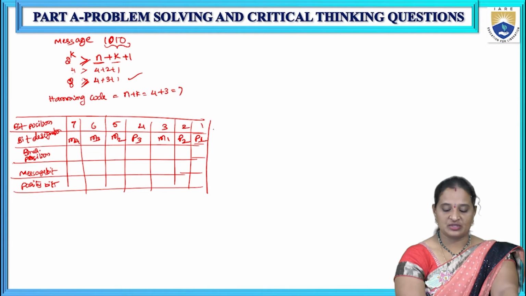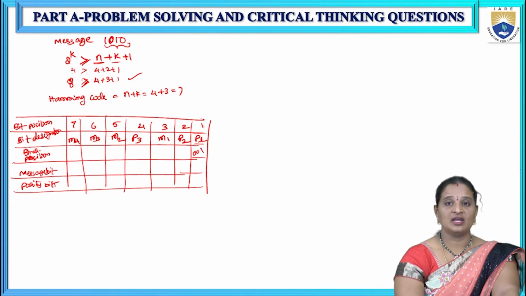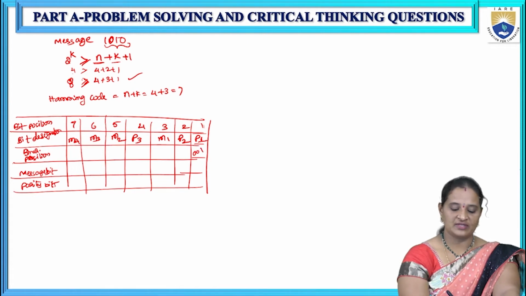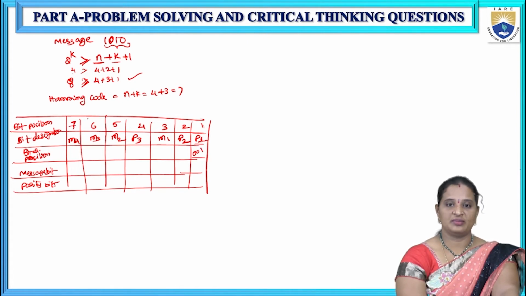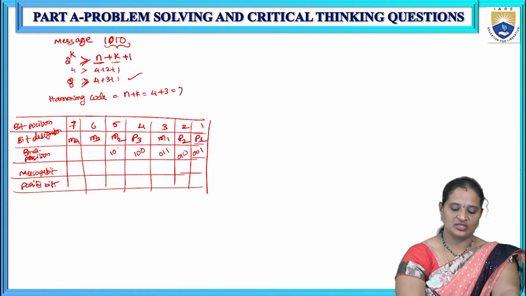Now, binary positions. So we have given positions for the Hamming code, right? So now we have to write down the binary equivalent for these positions. As we have 7 bits, we require 3 bits to represent them in binary. So I'm writing the 3-bit binary equivalent for all these positions. 1 can be represented in binary as 001, 010, 011, 100, 101, 110, 111.